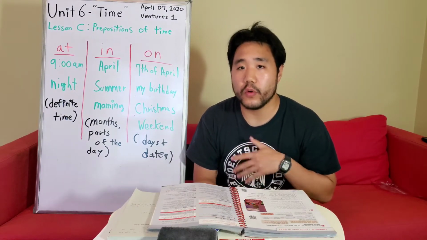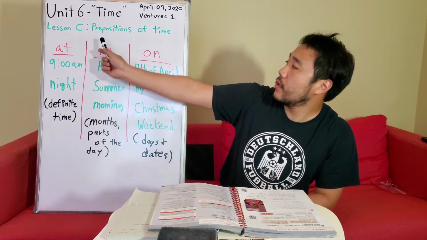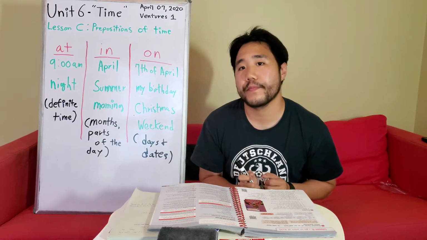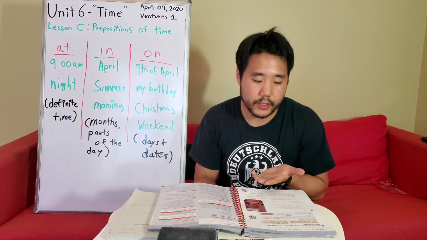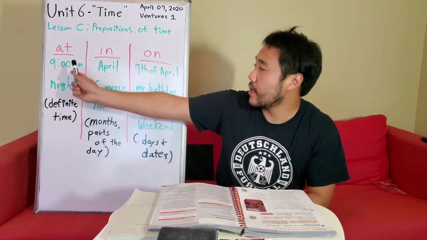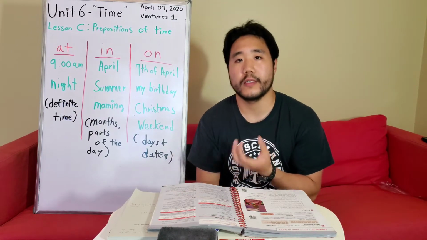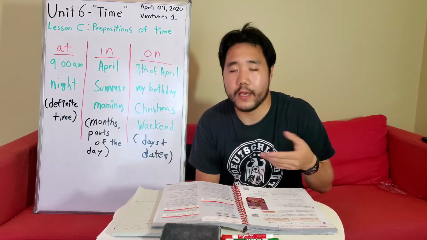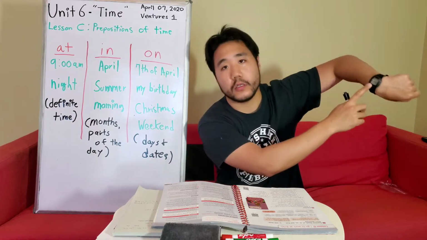In this video we're going to talk about using prepositions for time. We use prepositions such as at, in, and on to talk about time. So time can be a clock time. Clock time means just what I see on my watch.